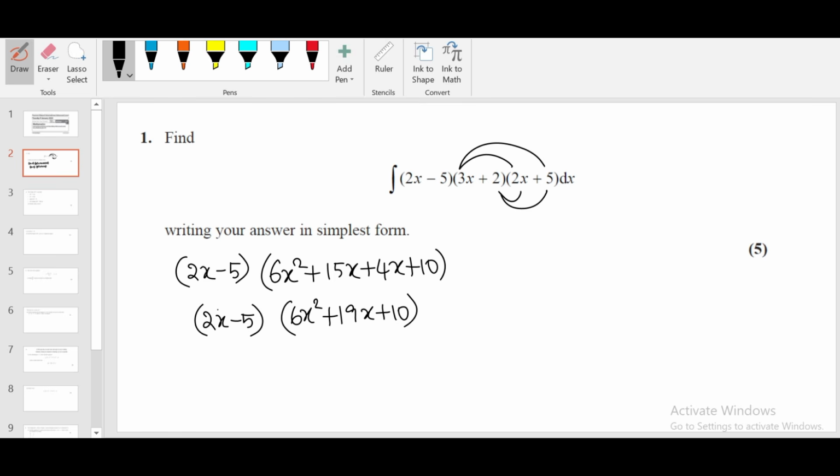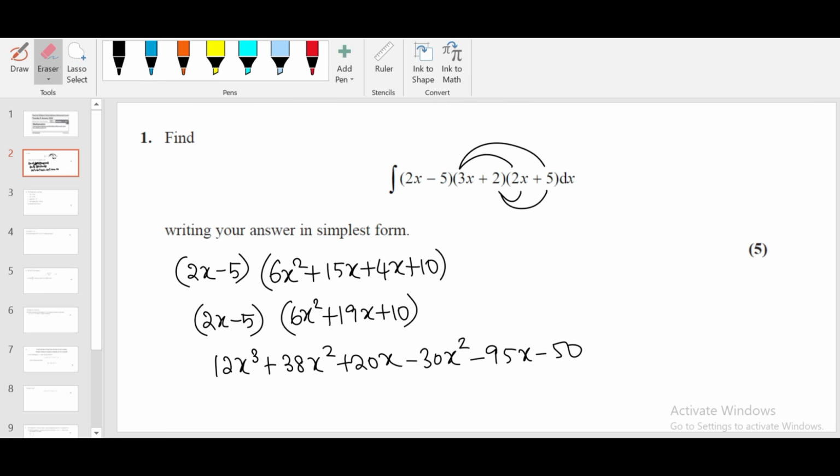Now open the bracket again. Take 2x and multiply all. You will get 12x cubed plus 38x square plus 20x, and then take negative 5 and multiply by everything: negative 30x square, negative 95x, negative 50. Now simplify the like terms.